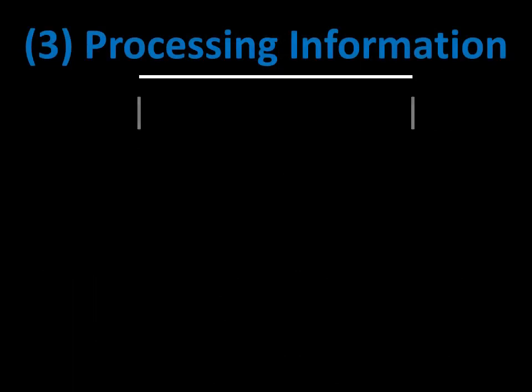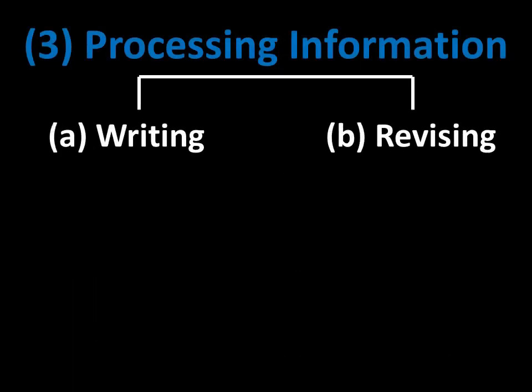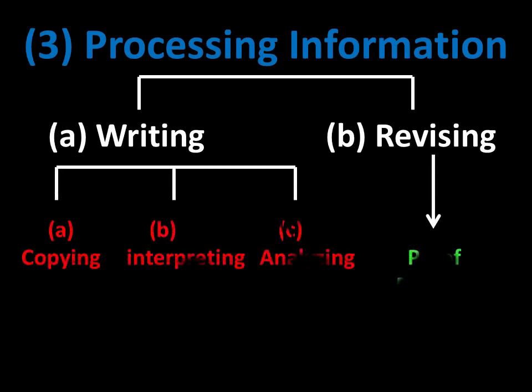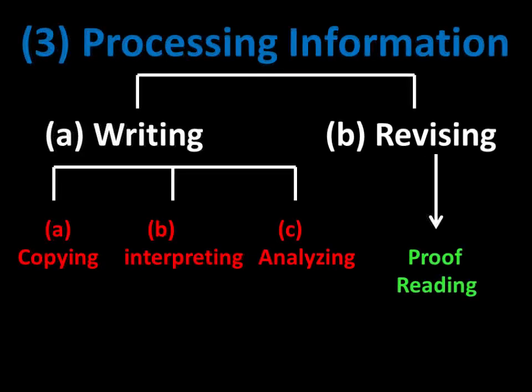The next step is processing information. Processing information includes A. Writing and B. Revising. Writing includes copying, interpreting, and analyzing, while revising includes proofreading.